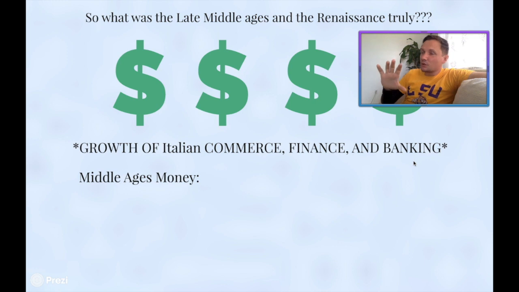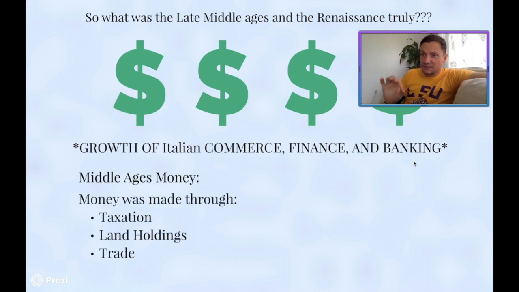All right, so let's talk really quickly about how we got there. How did we go from having no money in the high Middle Ages, early Middle Ages, to now being a very prosperous area full of different peoples and different goods and different things and different languages in Europe by the Renaissance period? How did we get there, right? So it all begins with Middle Age money, right? How they were making money in the Middle Ages. And the way they were making money mostly had to do with taxation, land holdings, and some trade.